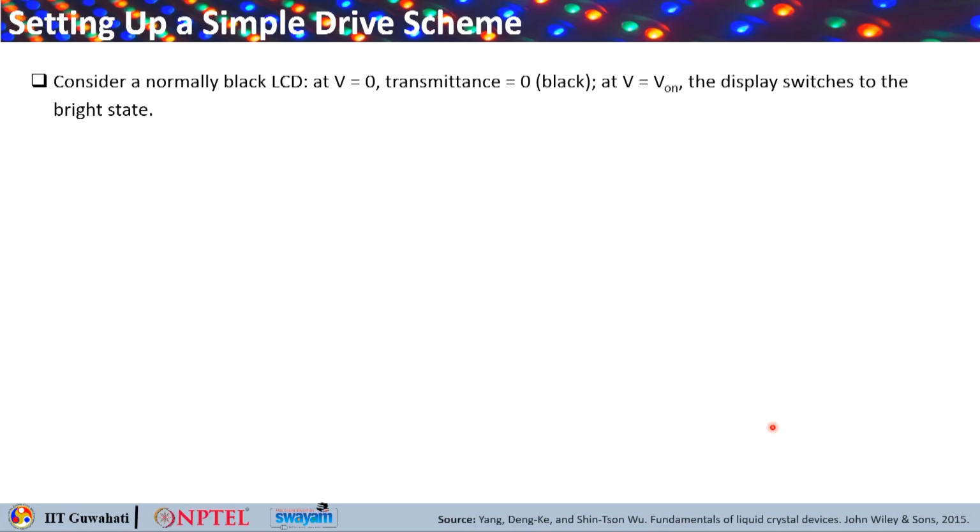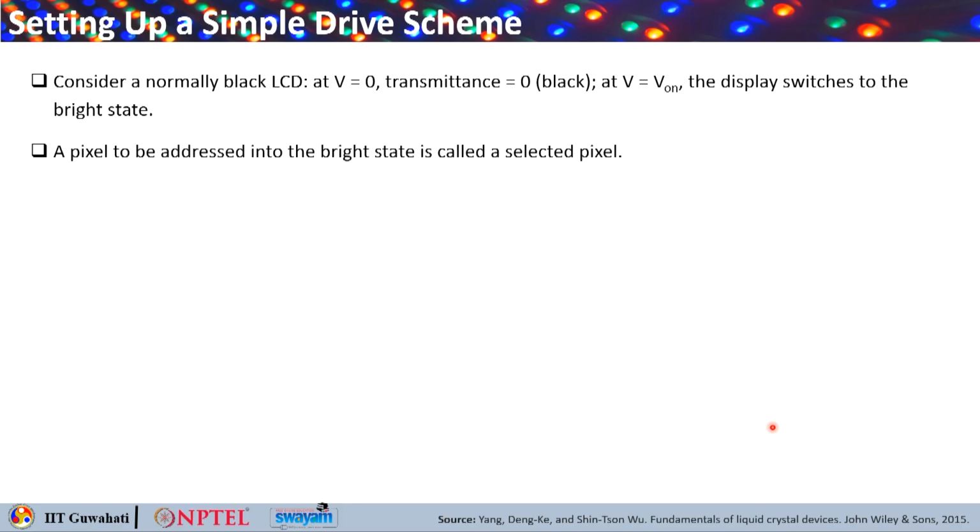Now, how do you set up a simple drive scheme? Here we'll discuss setting up this specific drive scheme problem, and we will solve algebraically a simple standard scheme following Alt and Pleshko's classic analysis. So let us first consider a normally black LCD. Here at V equals 0, the transmittance is 0, that means you are seeing a black or dark state, and at V equals V on, the display switches to a bright state.